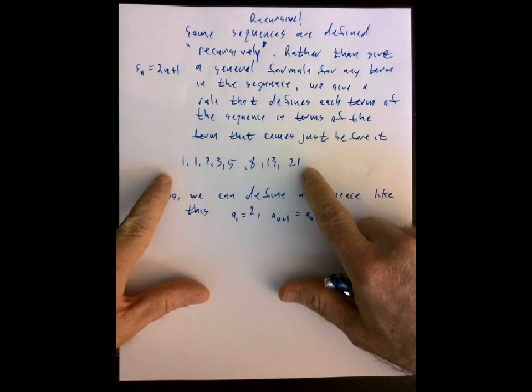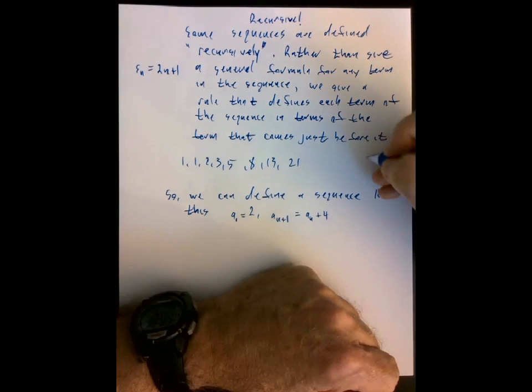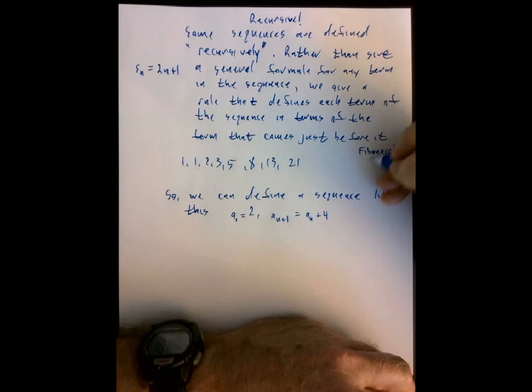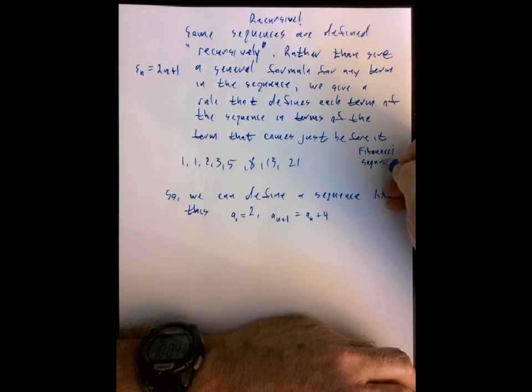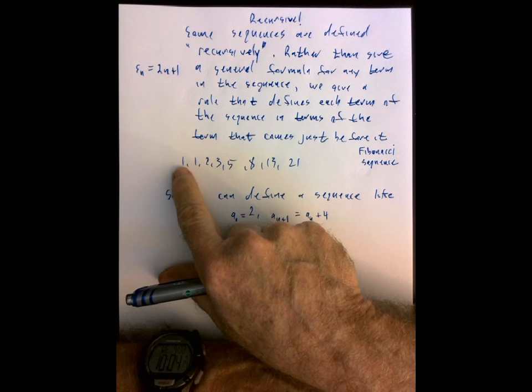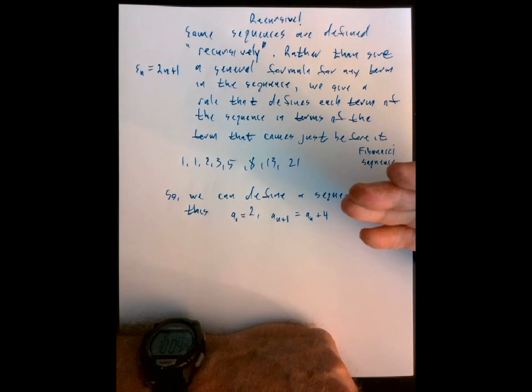The most famous one is called the Fibonacci sequence. Write it out like that. It's the Fibonacci sequence. You may have heard of this. In the Fibonacci sequence, we start out with 2 ones. And then to generate each subsequent value of the sequence, we add the 2 previous ones.